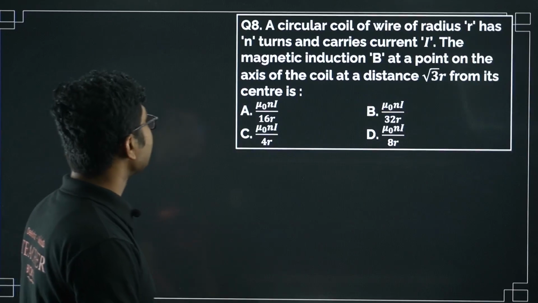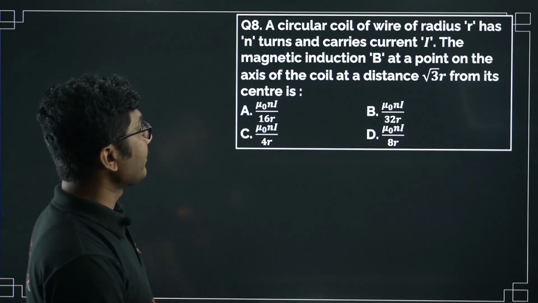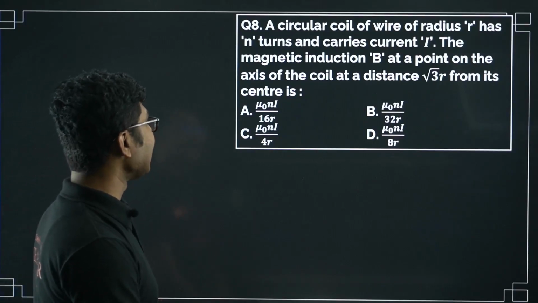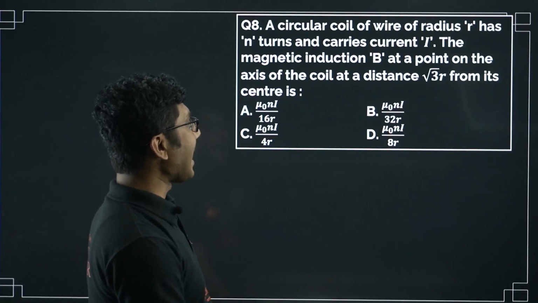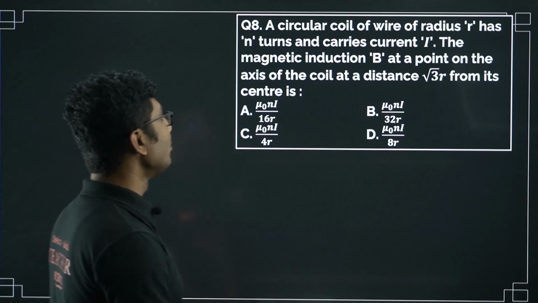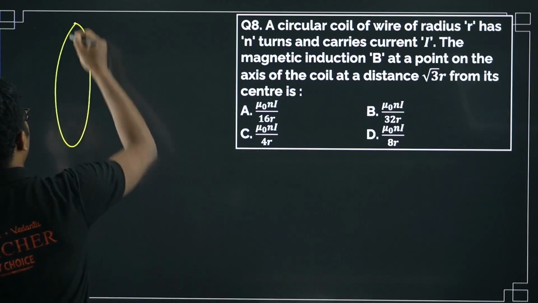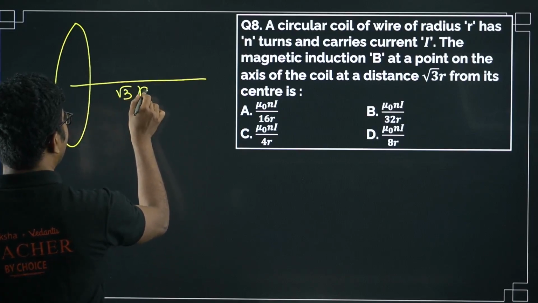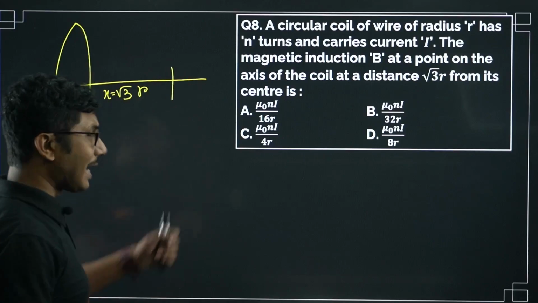Now next question: a circular coil of wire of radius r has n number of turns and carries a current I. The magnetic induction B at a point on the axis of the coil at a distance √3r from its center is, and the distance is √3r, that is equal to x, and we are trying to find what is the magnetic field at this point.